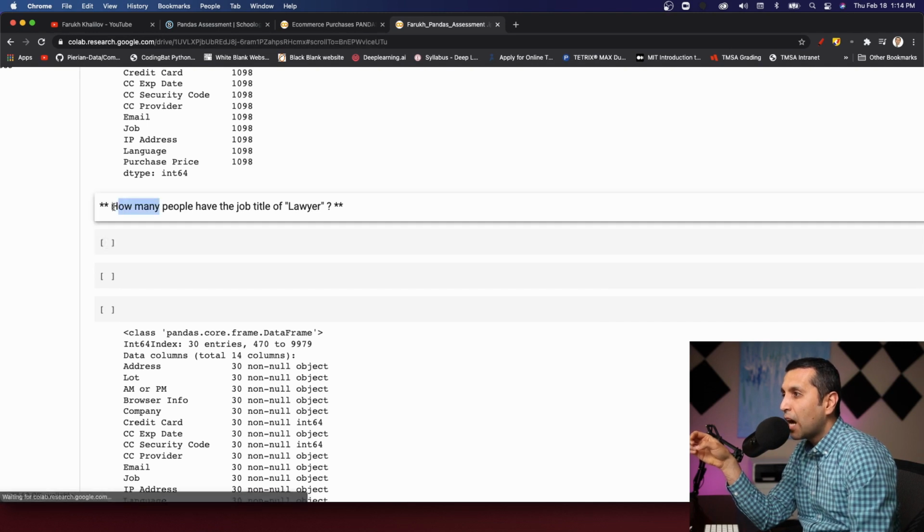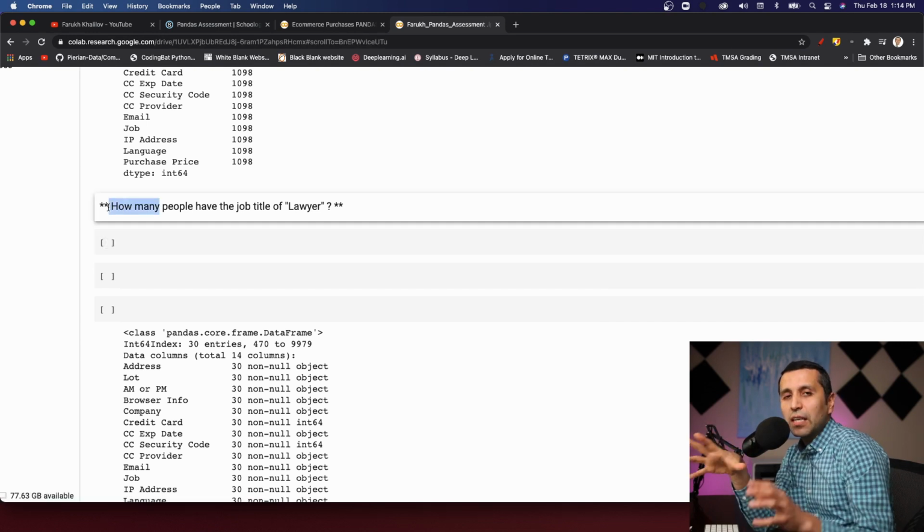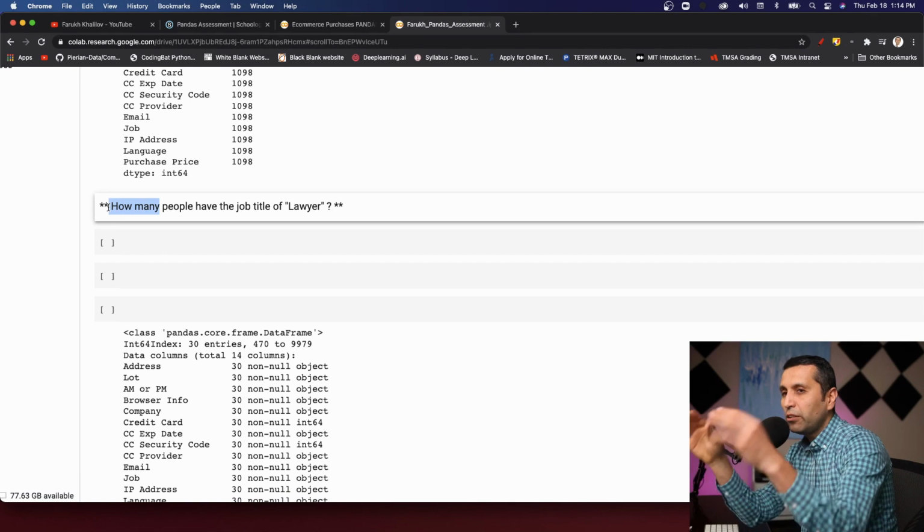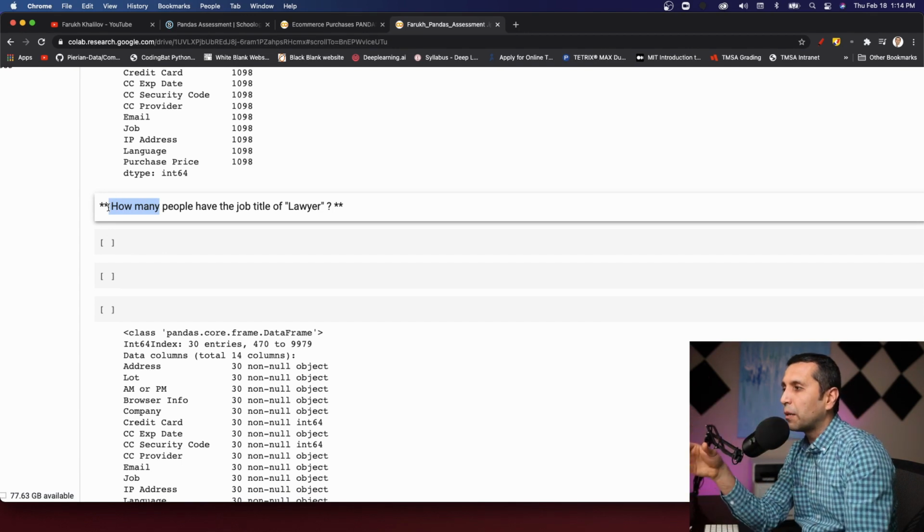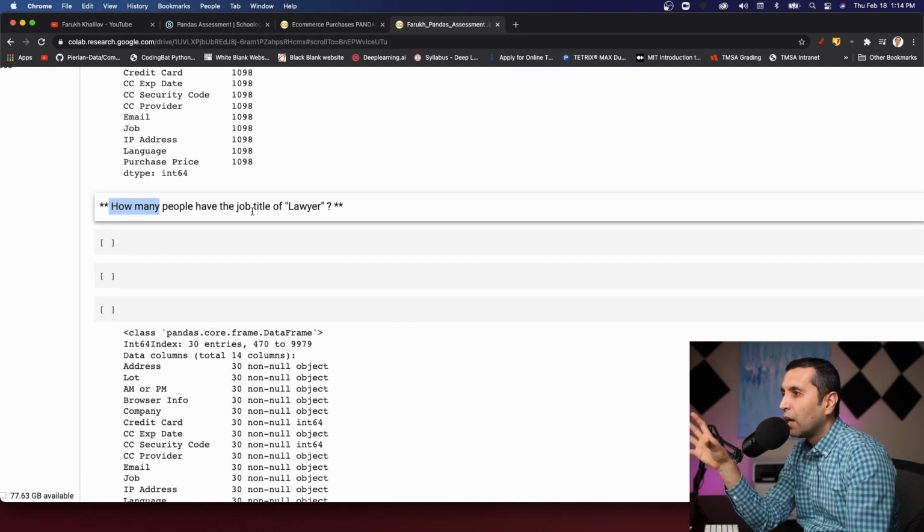So again, how many? You see, guys, that is the key point. They are not asking, can you bring the entire data frame? So we need to just give a count. A job title, who are lawyer.